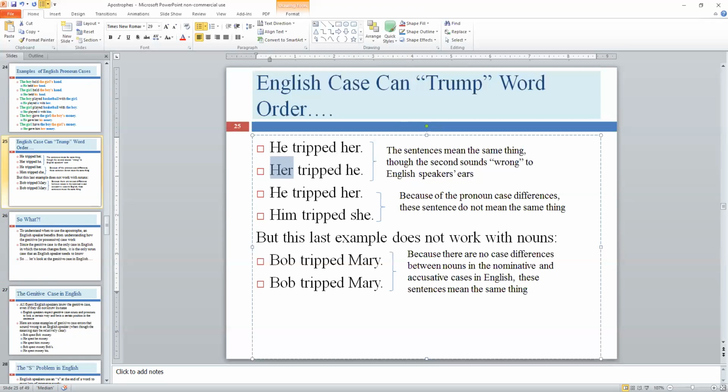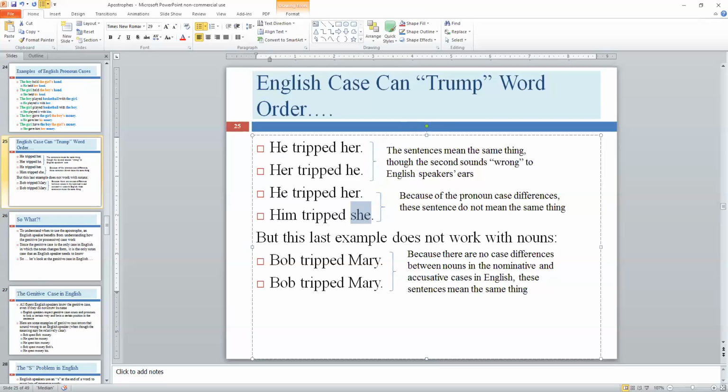next example. In this example, we have our initial sentence, so these sentences are the same. But this time, instead of changing the word order, we're going to change the case. So we're going to keep the third person masculine singular in this position, and we're changing the case from nominative to accusative. And we're going to take here the third person singular feminine and move it from the objective case to the nominative case.